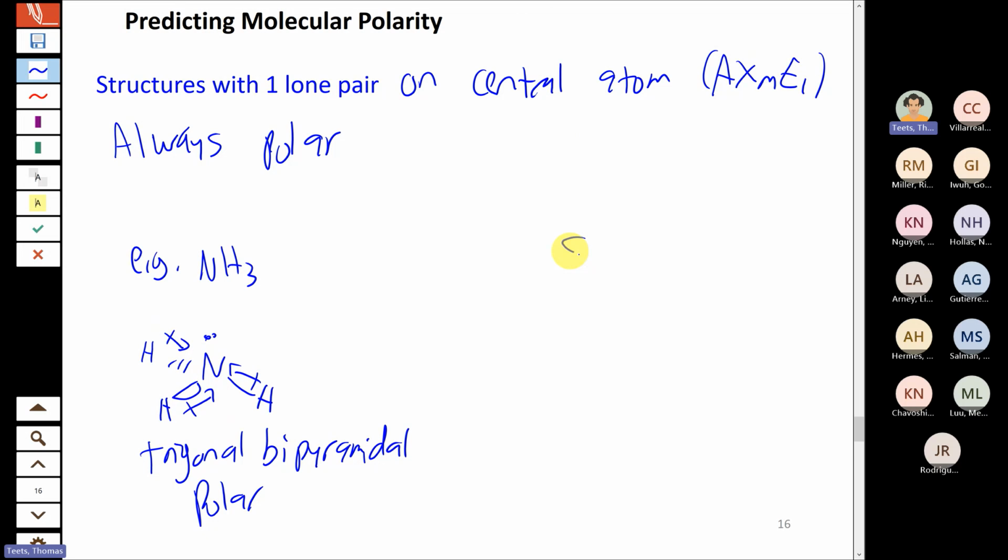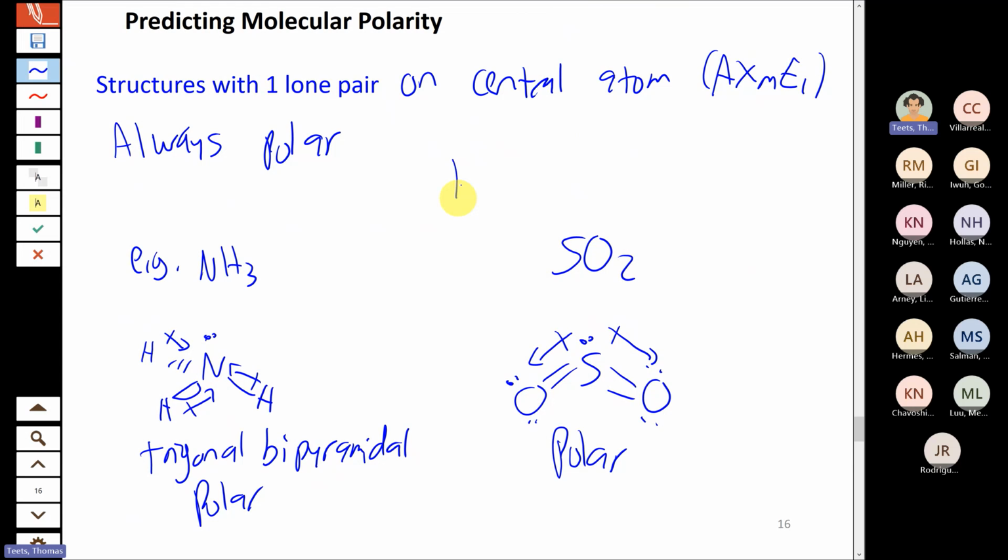Another one would be SO2. For SO2, the Lewis structure that minimizes formal charges does have 2 double bonds, but it leaves one lone pair on the central atom. And even though we have 2 equal SO bonds here, because the molecule is bent, they don't cancel each other out. The 2 dipoles are not exactly opposite each other. They're pointing down a little bit, so they don't cancel each other out. So this one would be polar as well.